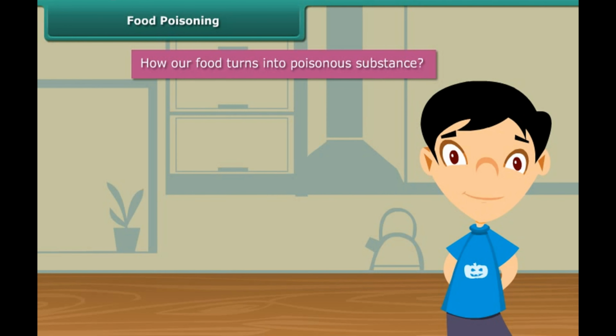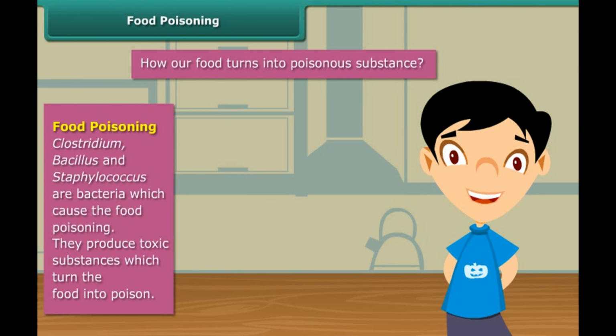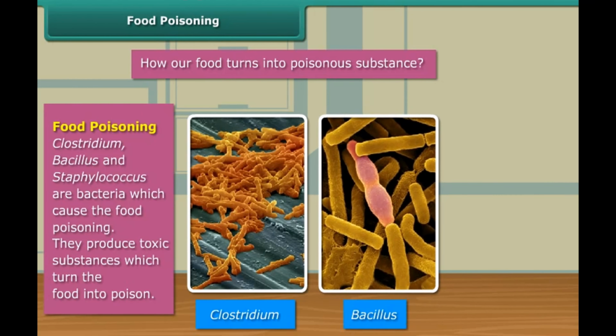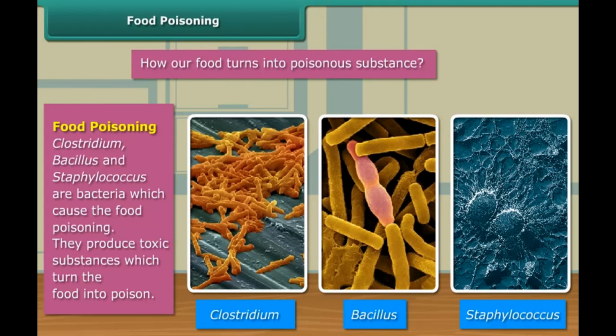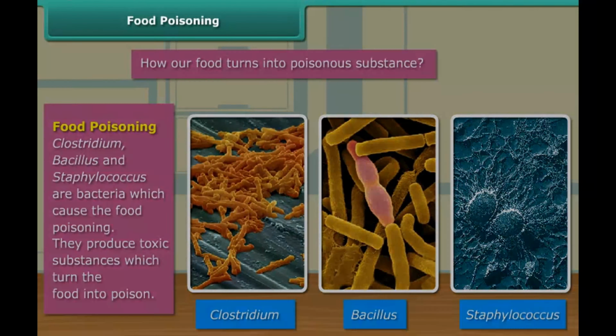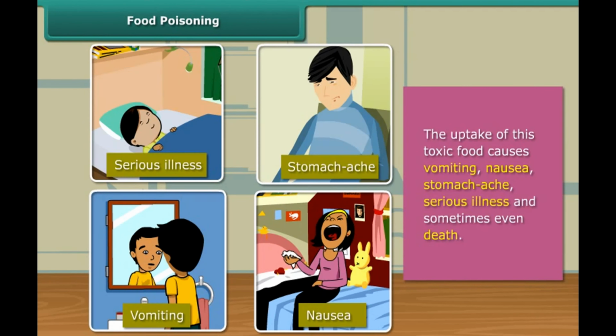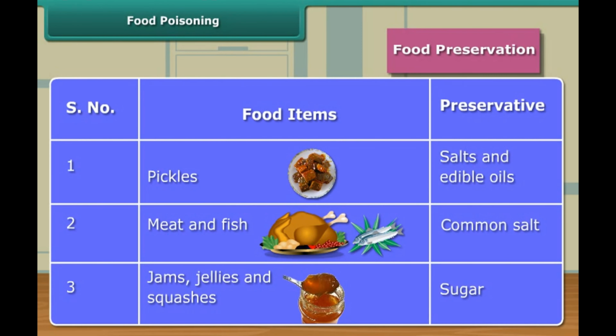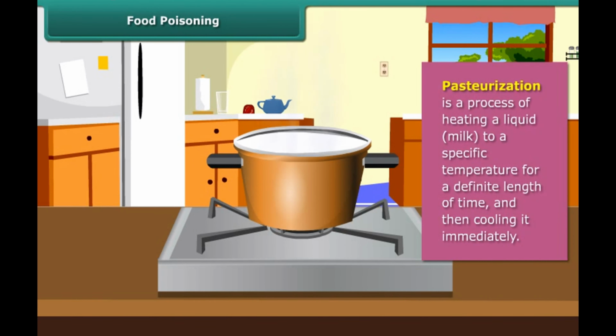Friends, in the summer season, if food is lying in the open for a longer duration, the food turns stale and finally a poisonous substance. The cause of this is again the same, bacteria. There are some bacteria like Clostridium, Bacillus, and Staphylococcus which cause food poisoning. This food causes harm to us. We can preserve our food by some methods as listed below. We use the pasteurization process to preserve milk.